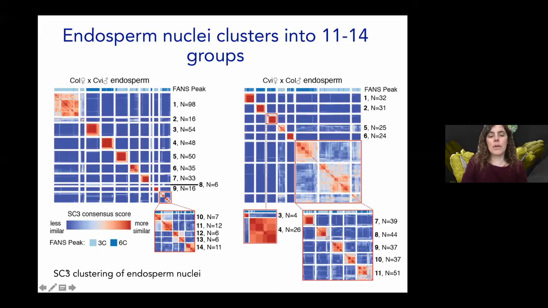We found that we liked this program SC3, this unsupervised clustering, which uses several different techniques and basically tells you how often 2 nuclei cluster together using these different methods. So what you can see is we got either 14 or 11 clusters. Some of these are sort of tighter than others. You can see here, this largest cluster, these nuclei are similar to one another, but certainly not as tight as this cluster here. And so our clusters range in size from 4 nuclei to about 90 nuclei.